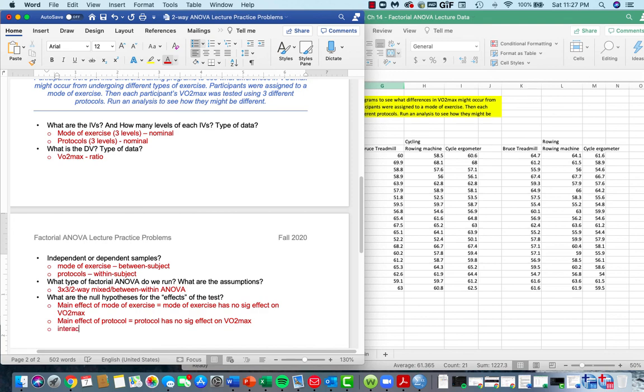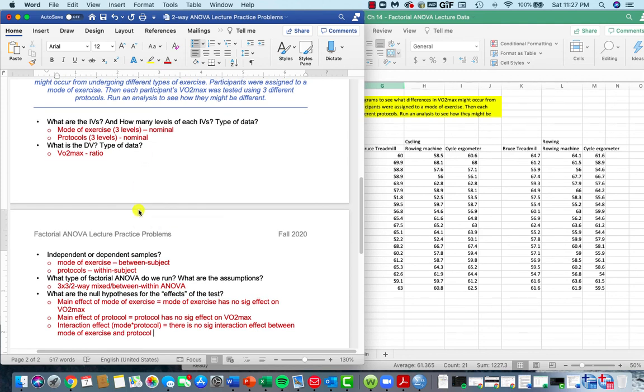And then lastly, we look at our interaction effect, which is going to be mode and protocol. And basically that says there is no significant interaction effect between mode of exercise and protocol in terms of VO2 max. Alright, so remember we're always relating, even though I give you guys kind of formulated phrasings for IVA, IVB, DV, make sure you tie back in the variables pertinent to the example into your wording.